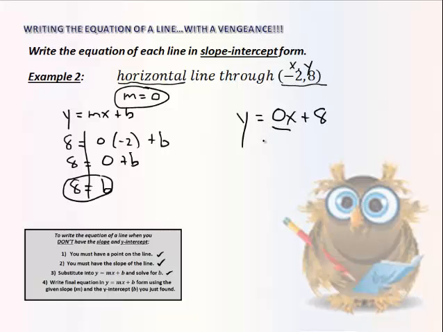Now 0 times x is just 0, and 0 plus 8 is just 8. So my equation is actually just y equals 8. If you remember, that looks like the equations we had earlier in our last unit when we had horizontal lines, just y equals a number. Okay? Hopefully that made sense to you. Let's move on to our third example, which is going to be pretty similar to one of the problems you worked in the last lesson.